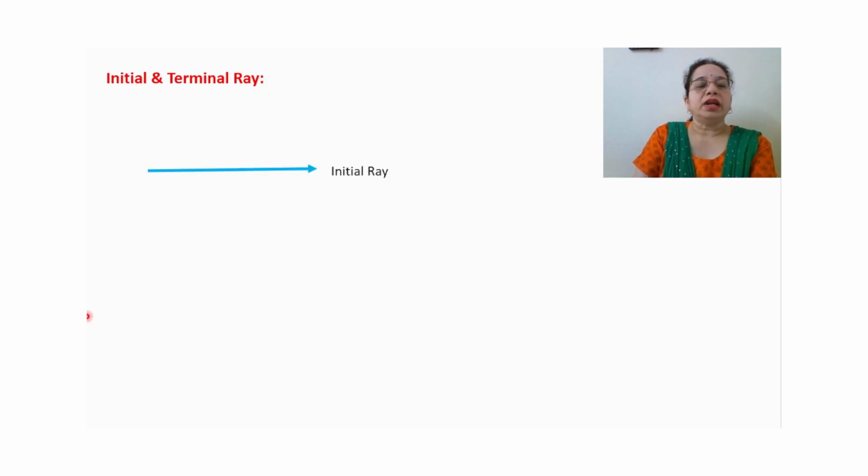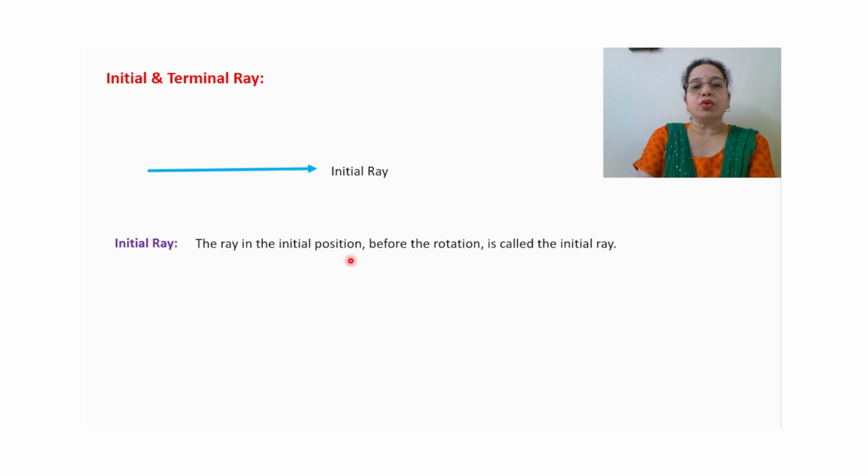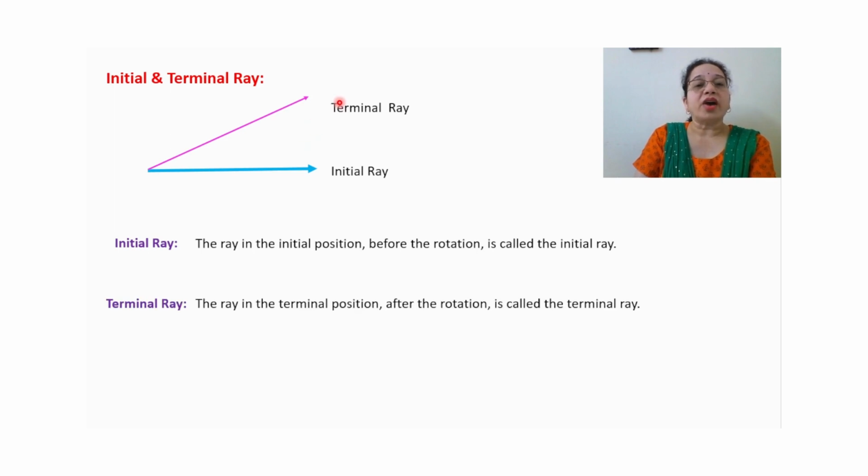Now terminal ray and initial ray. The ray in the initial position before the rotation is called the initial ray. The next one is the terminal ray or final ray. The ray in the final position after the rotation is called the terminal ray. So this is the initial ray and this is the terminal ray.